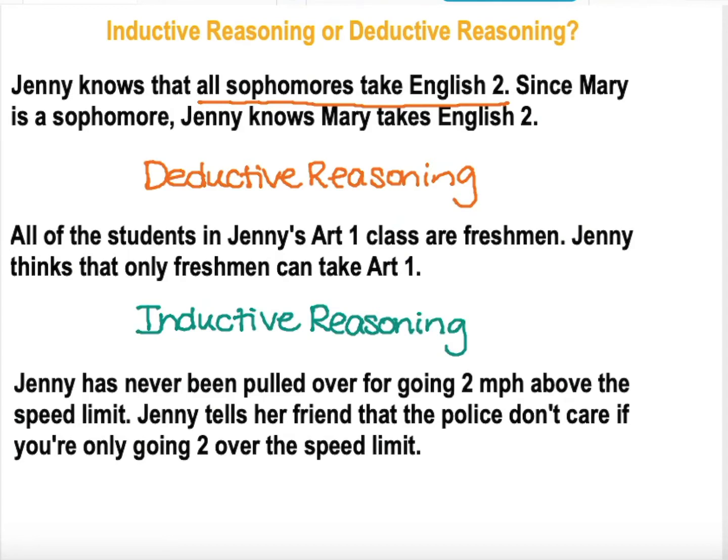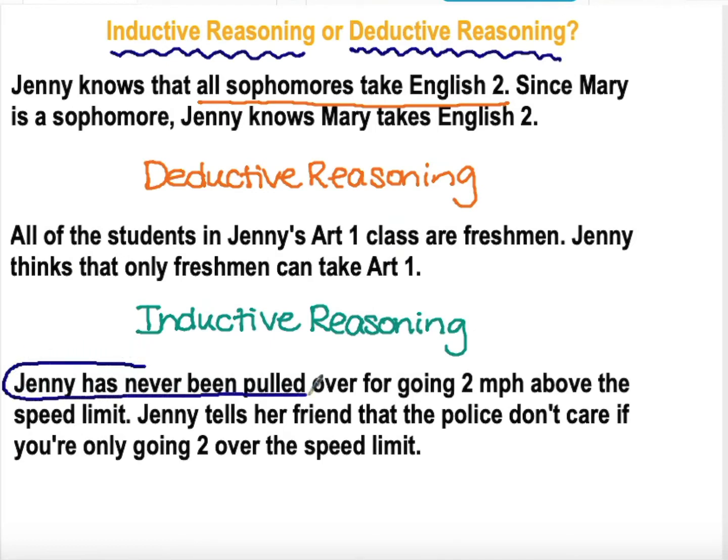Okay, here's the tiebreaker. Jenny has never been pulled over for going 2 miles per hour above the speed limit. Jenny tells her friend that the police don't care if you're only going 2 over the speed limit. Was she going on a pattern of observations, or was she going on laws and rules? And I would say, in her experience, she's never been pulled over, but there's no law in the books that she is citing. So that is inductive reasoning.